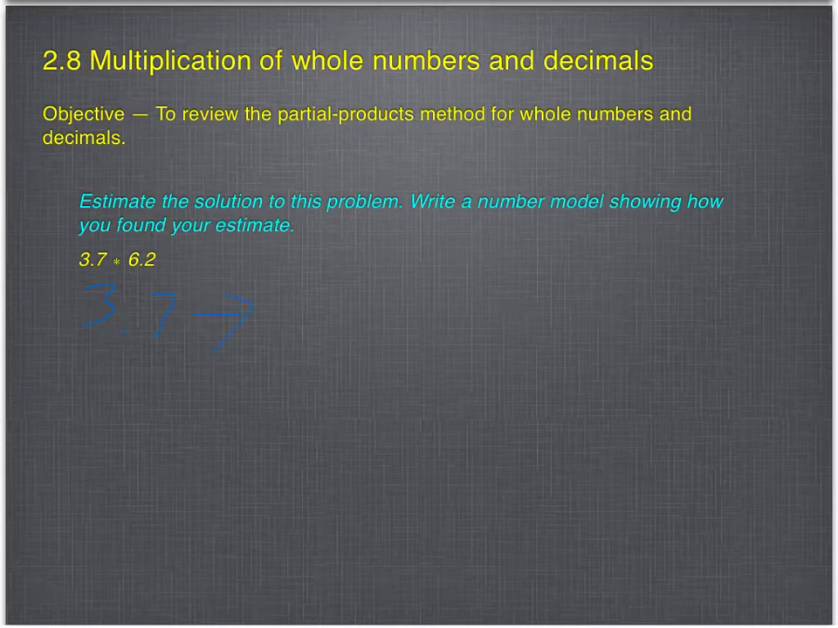3.7. The tenth is a 7, so we have to round up to 4. And then 6.2, we can easily just round down to 6. And we multiply: 4 times 6 is 24. So our number model showing our estimate would be 4 times 6 equals 24.